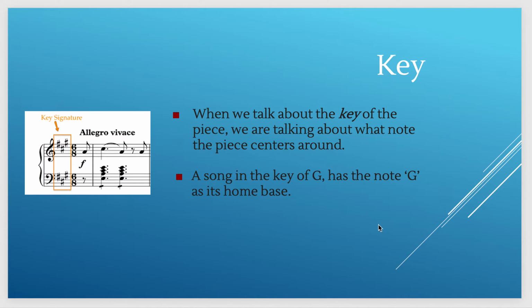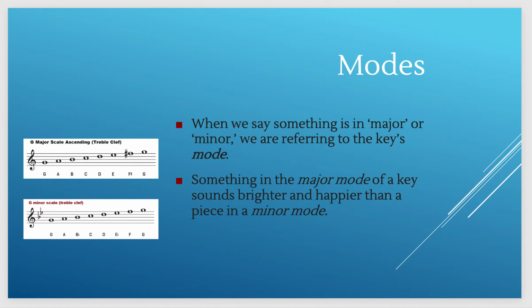Okay, so if we say something is in the key of a piece, the key of the piece in this case is A major. Here's a collection of sharps, not hashtags, that tell a musician that this is going to be in the key of A. But the key is your home base. It tells us we love to start and end at that note, and it tells us what note the piece centers around. So if it's in the key of G, the note G is the home base of that piece.